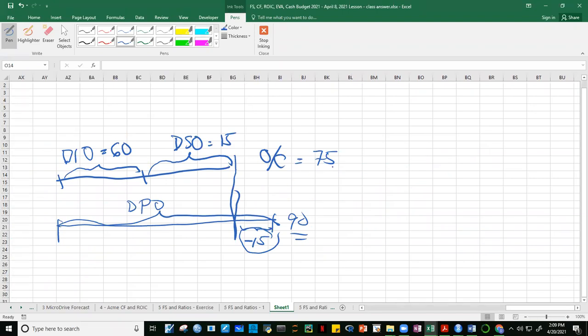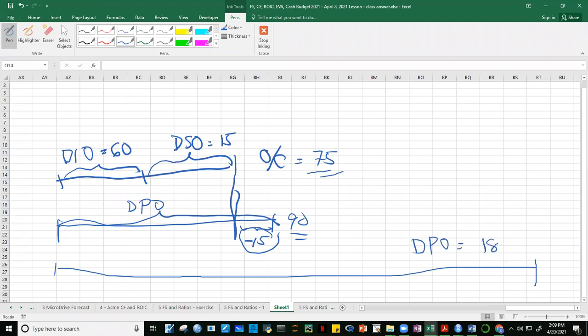Okay, makukolekta natin yung pera natin, 75th day. Now, may mga example na ganito, guys, na magbabayad sila sa payable sila kasi masyado na malaki yung company na yun. So DPO nila is, say 180 days. So mga 6 months. Okay?